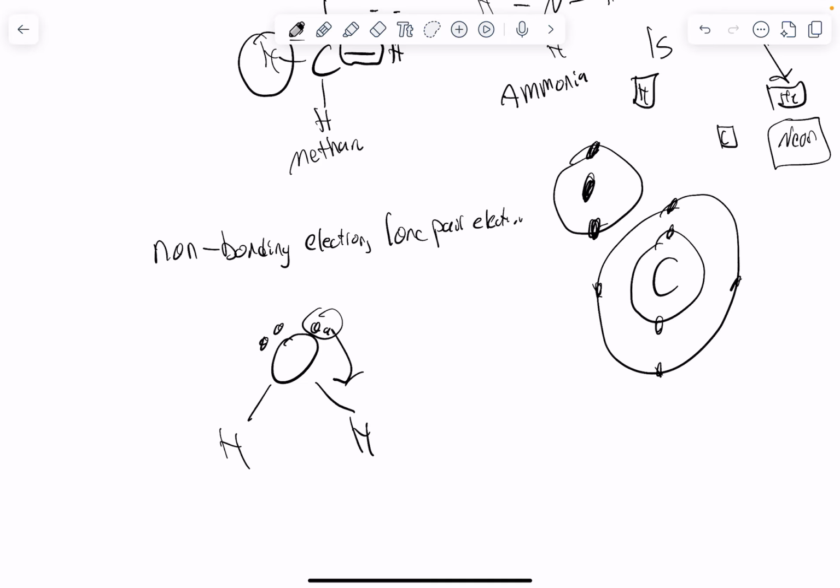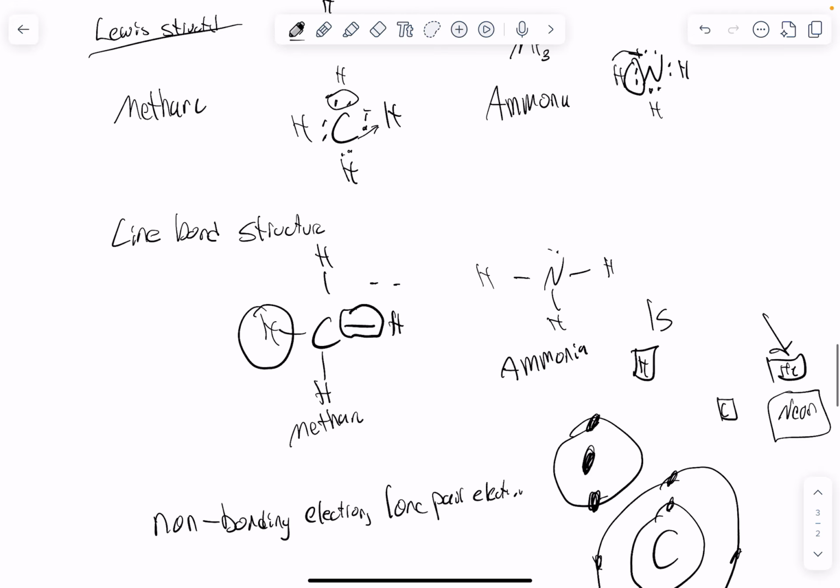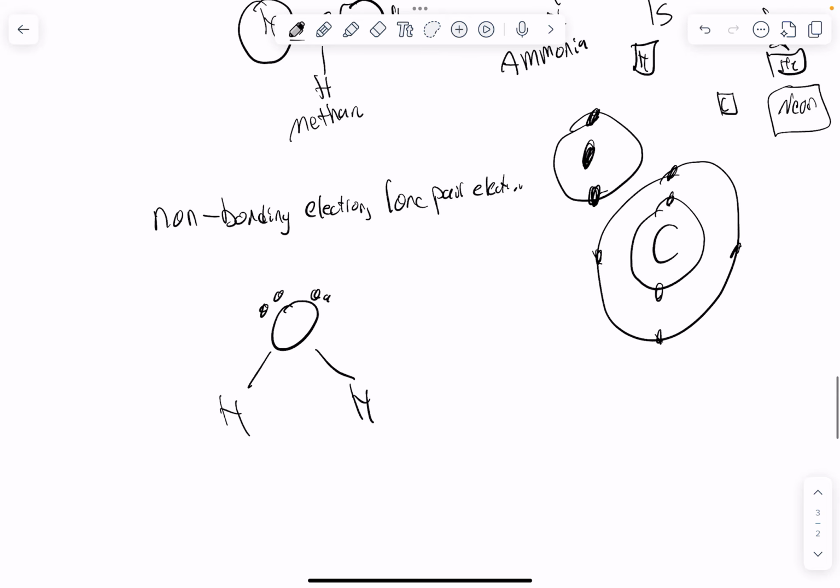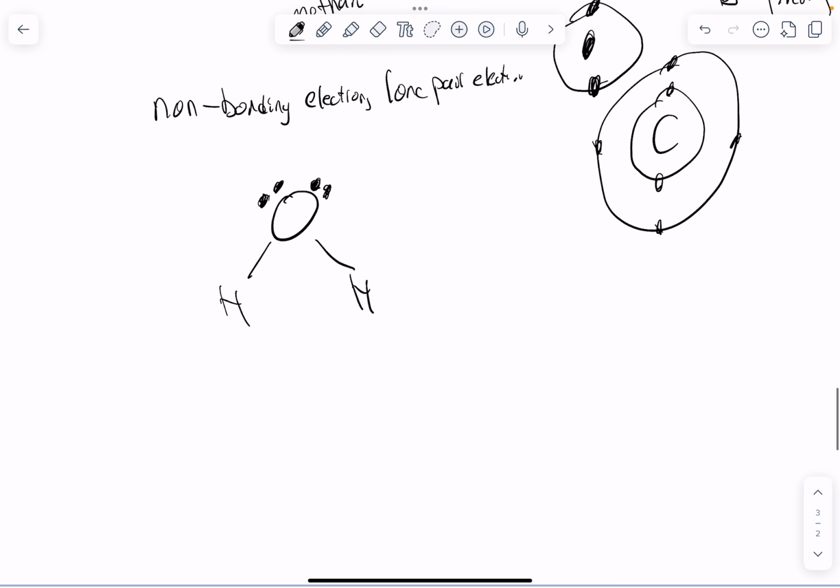So if you see a line bond structure, you see 2 electrons floating out here. These are called non-bonding electrons. So now let's go to 1.5.